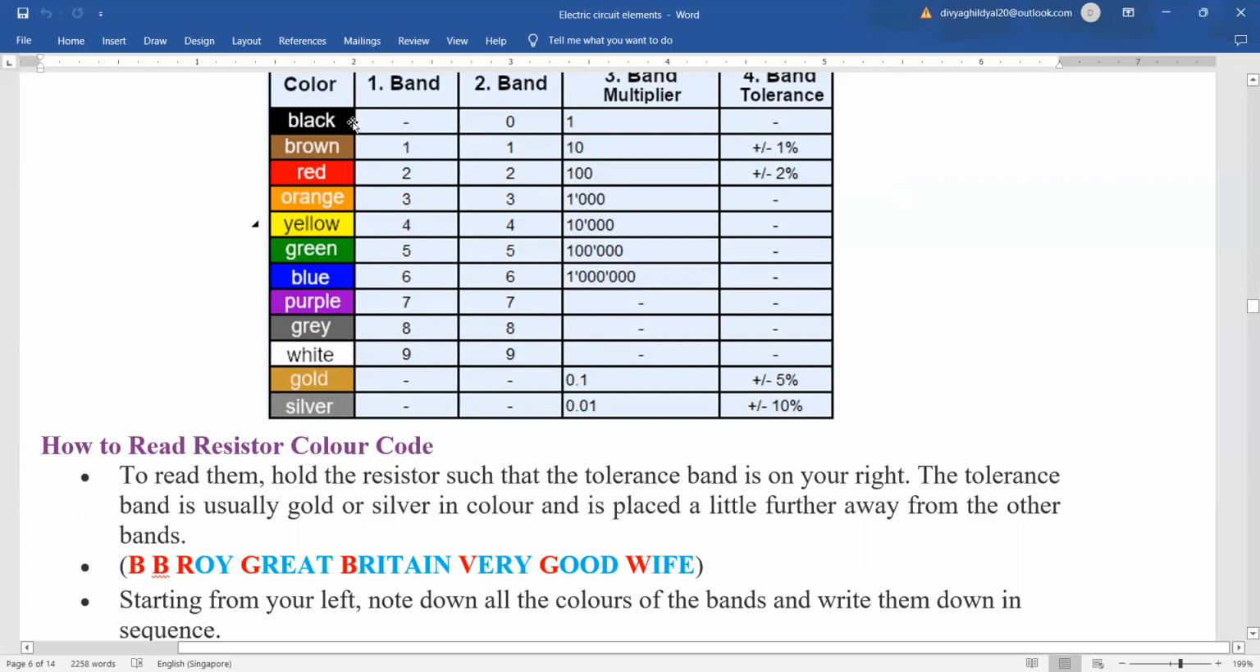So I will remember the numerical value like this. Black, we will be taking it as the multiplier for it. Brown 1, red 2, orange 3, yellow 4, green 5, blue 6, purple 7, gray 8, white 9. And these are the two tolerance bands of gold and silver.